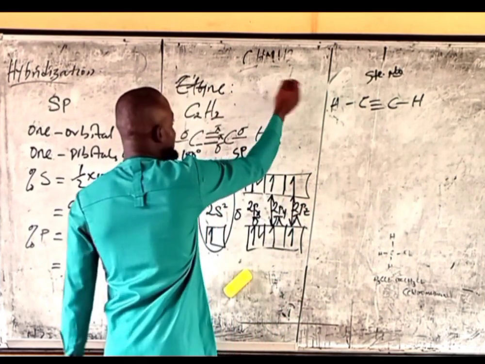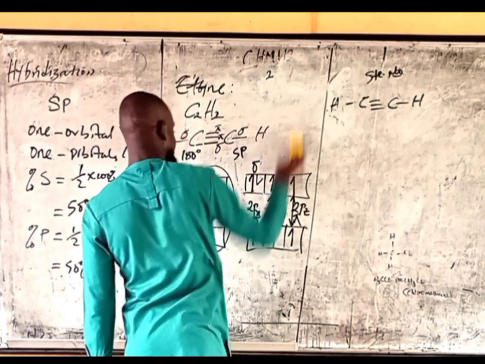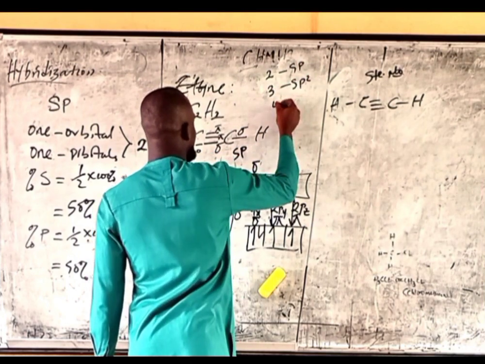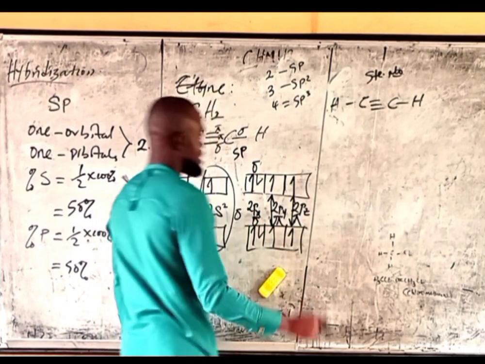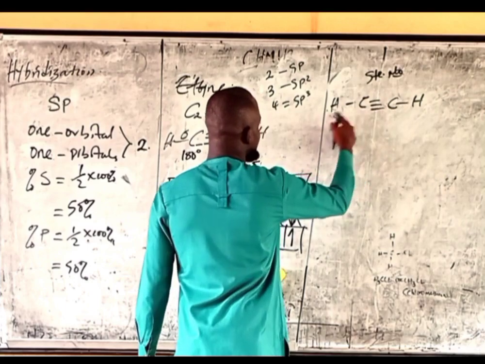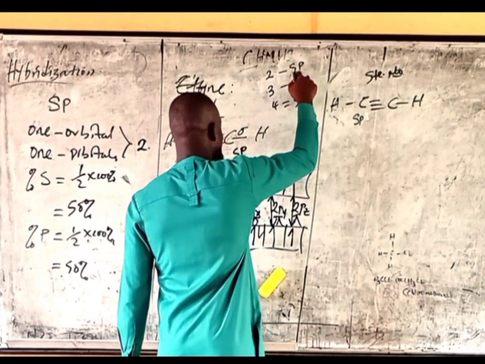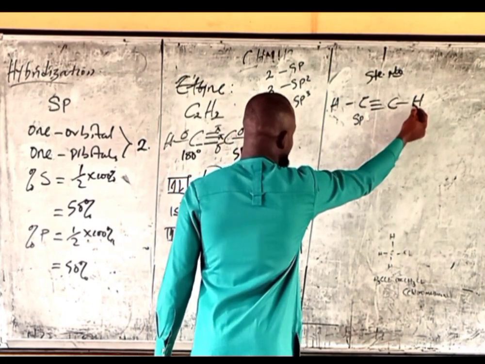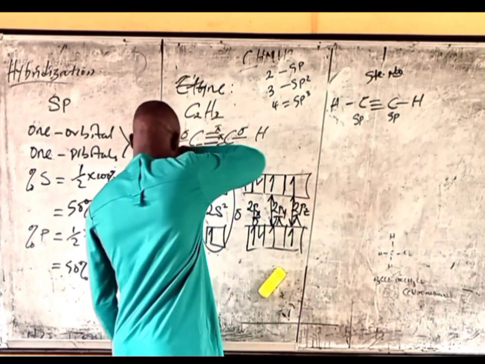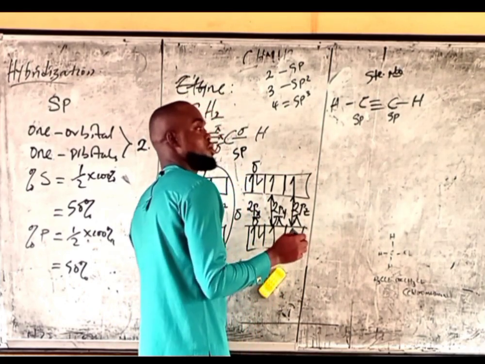Take note: if the steric number is 2, we have sp hybridization. If it's 3, we have sp² hybridization. If it's 4, we have sp³ hybridization, and so on. Since it's just 2 here, this one is sp. The same thing for the other: how many atoms are attached? We have 1, we have 2. It's sp hybridized.